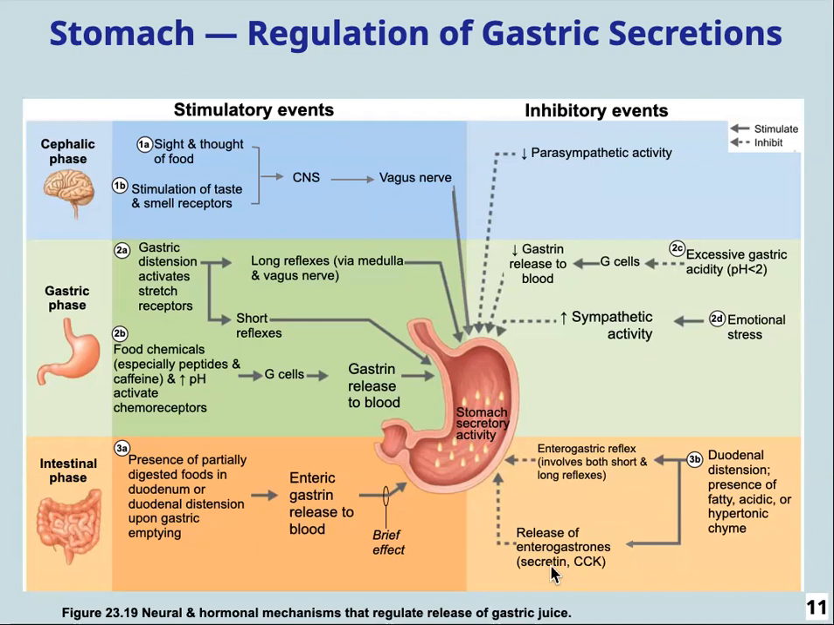Okay. In addition, enterogastrones, such as secretin and CCK, are chemicals that inhibit gastric activity, okay, triggered upon duodenal distension, as well as the presence of food with high fat content or high acidity.